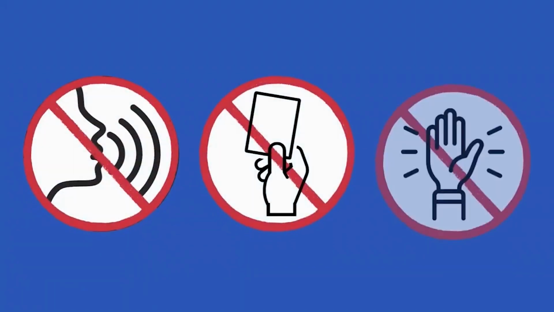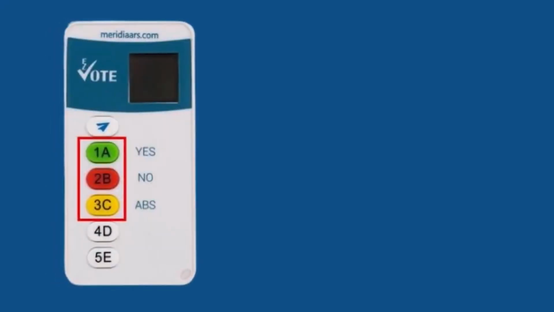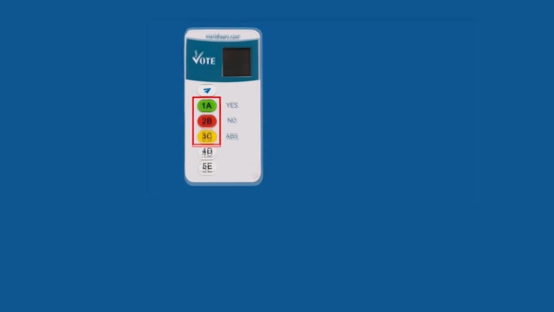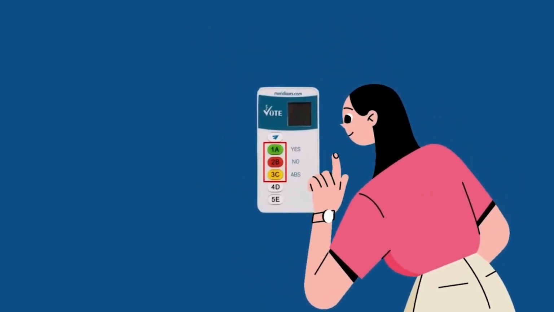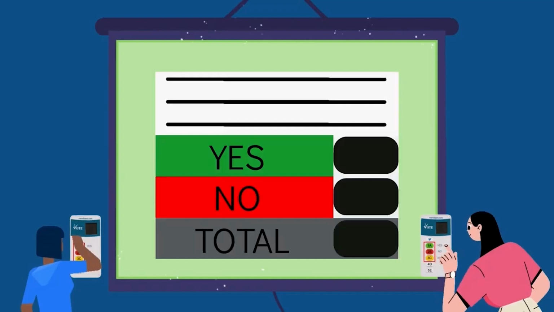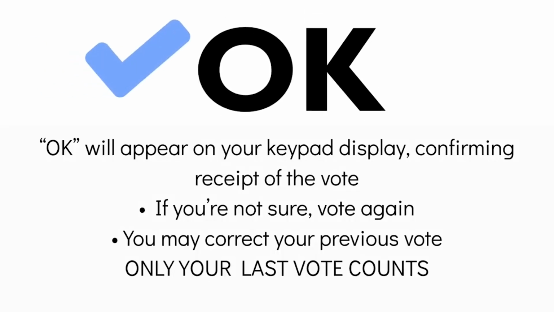We will not be voting by calling out, holding up cards, or raising hands. Voting in Belchertown is very easy. Here in Belchertown, we use electronic voting by clickers. When the moderator calls the vote, all you have to do is press yes or no in the time allotted. One of the first things we will do is to test the whole system and run a practice vote or two to make sure everything is running smoothly and everyone knows what to do when it comes time for the real thing. OK will appear on a keypad display confirming receipt of the vote.